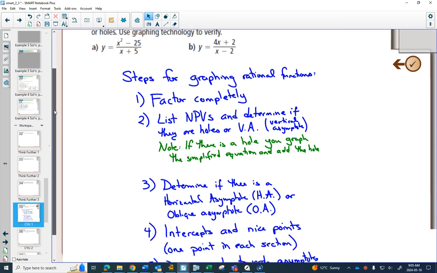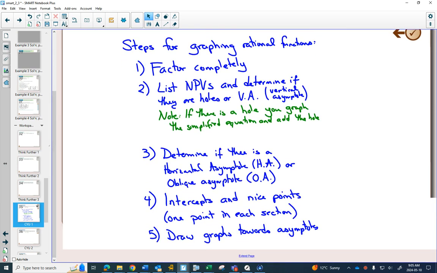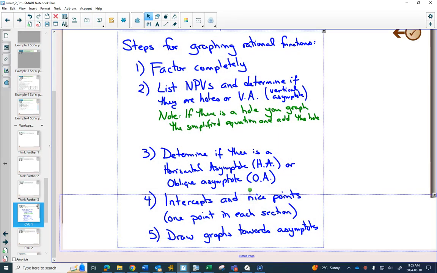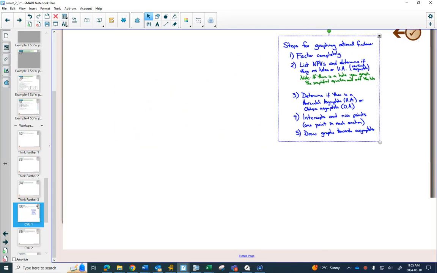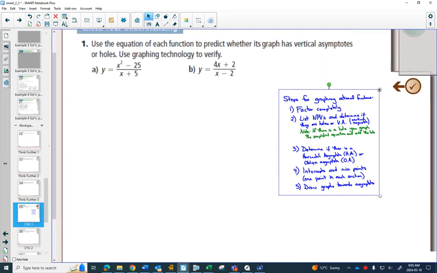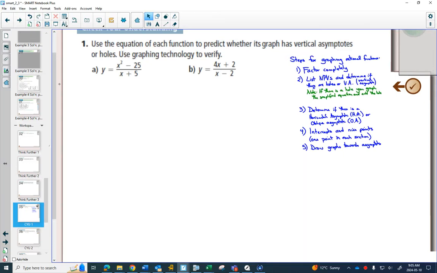So I'm going to take the steps here. I just want to make them smaller. Put them off to the side. Slide them up. There we go. Part A.